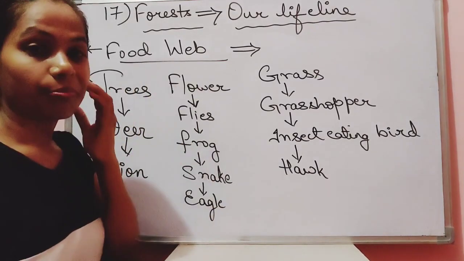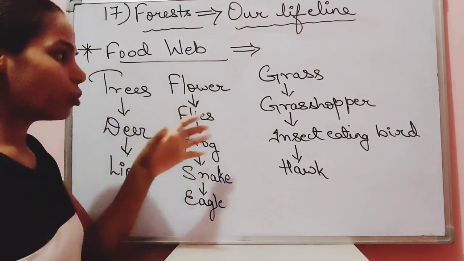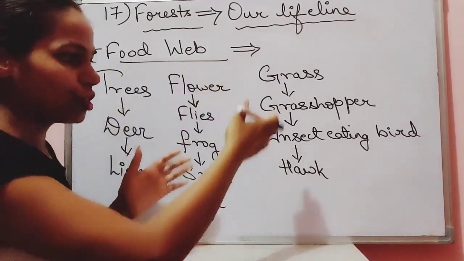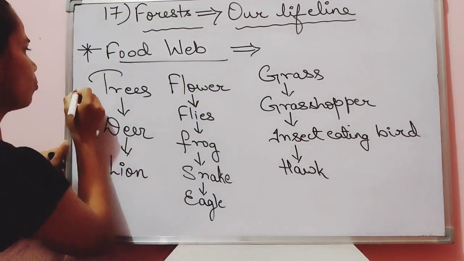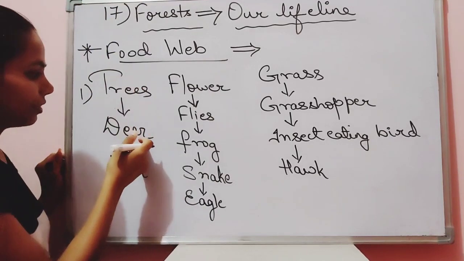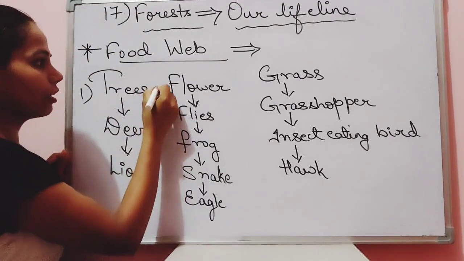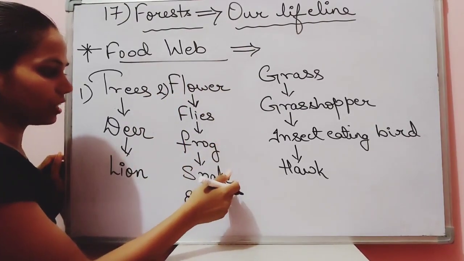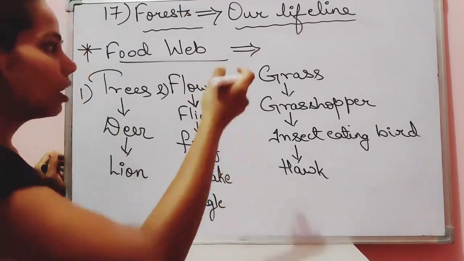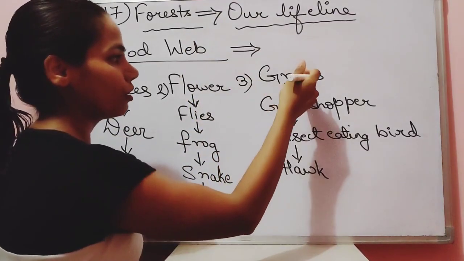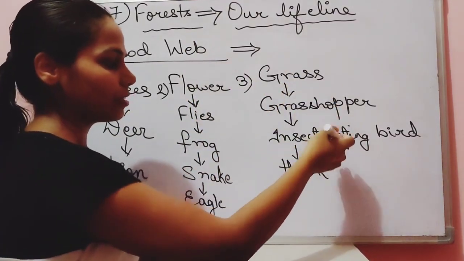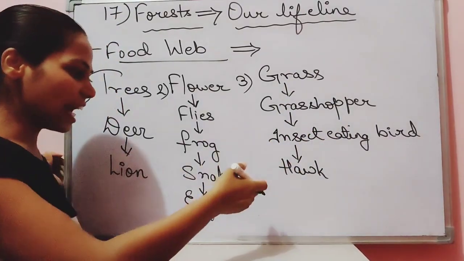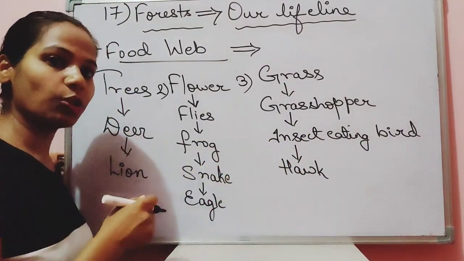Next topic, food web. Children, have a look over here. I'll explain it through an example. These are the food chains you are observing, right? The first food chain I have drawn, trees are eaten by deer, deer is eaten by lion. Second food chain I have drawn, flowers eaten by flies, eaten by frog, eaten by snake, that is eaten by eagle. Third food chain I have drawn, grass, eaten by grasshopper, that is eaten by insect eating birds, and that is eaten by the hawk. Hawk is a kind of bird similar to eagle.